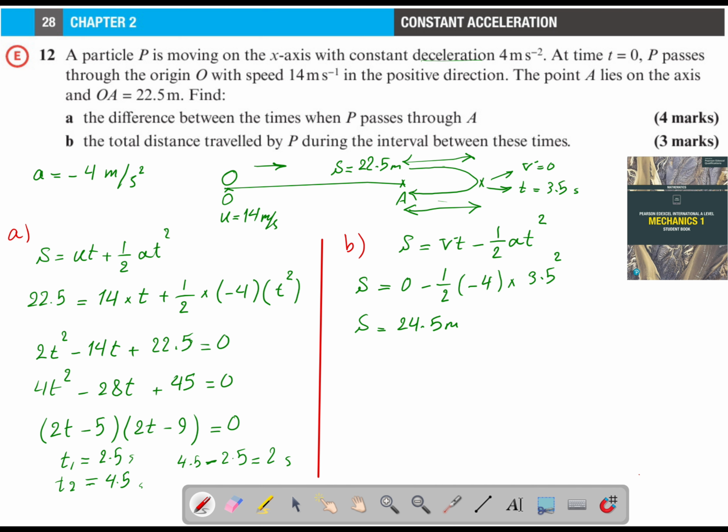So if you deduct from 24.5, so 24.5 minus 22.5, you will have 2 meters. It means that this distance equals 2 meters. So 2 meters from A toward the point at velocity equals 0, and then turn back. It means that the total distance traveled is 2 times 2 meters equals 4 meters.